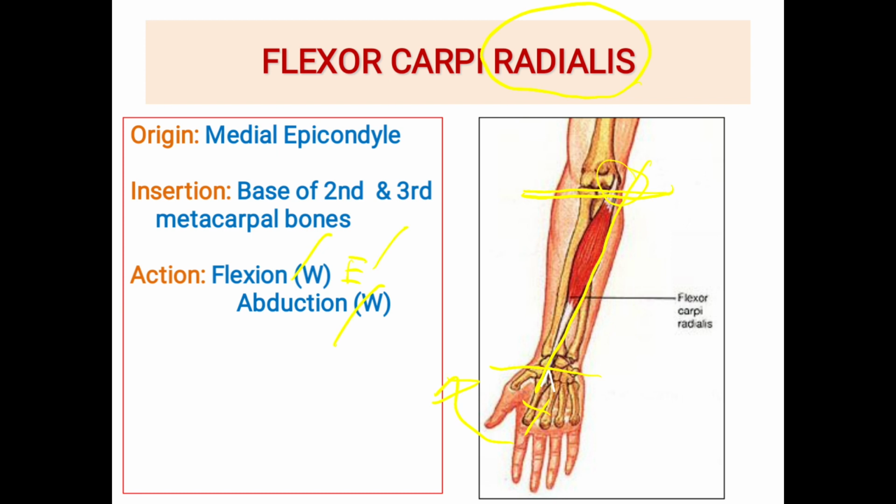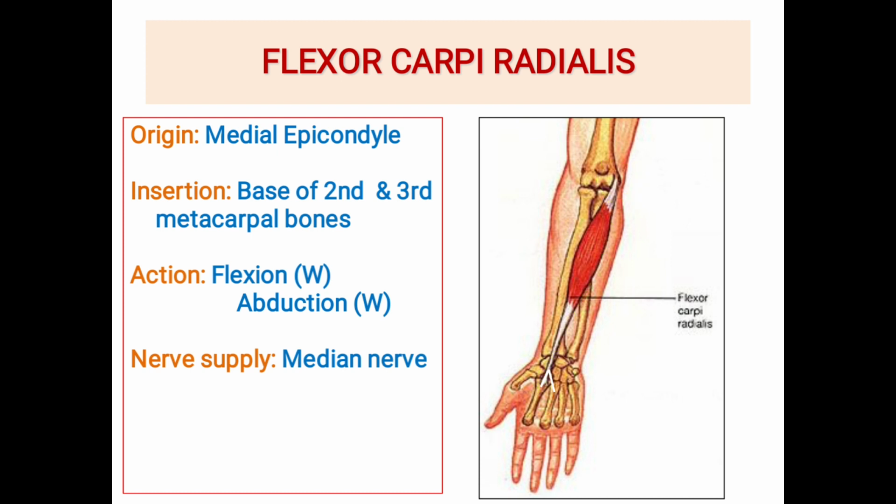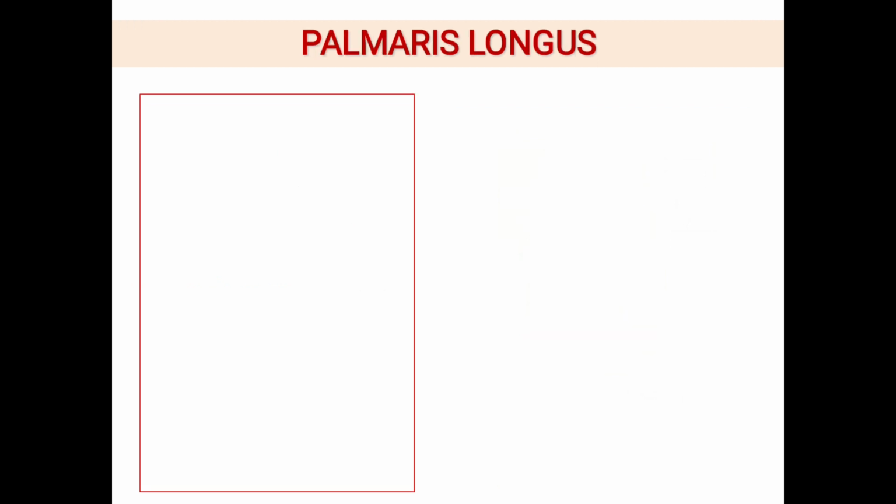Okay? So it can also produce movement like abduction of the wrist, and we call that radial deviation. Okay, and again, as I have said, most of the muscles of the anterior forearm are supplied by the median nerve. Okay, so that is now your flexor carpi radialis. Okay, let's continue with the third. And just erase this one. Okay, let's go to the next.